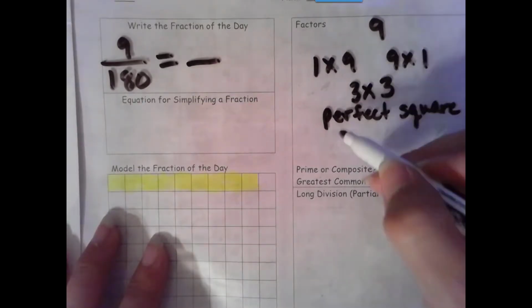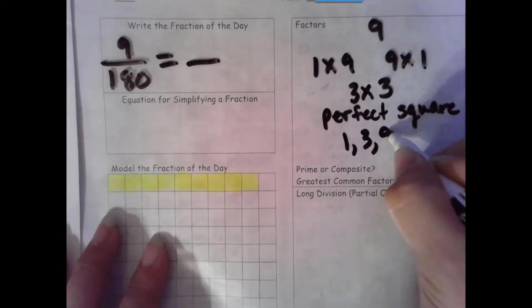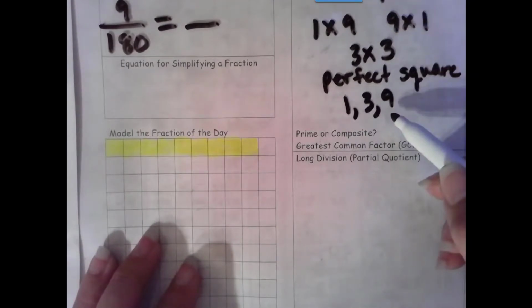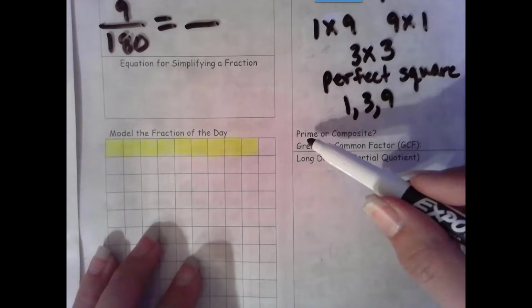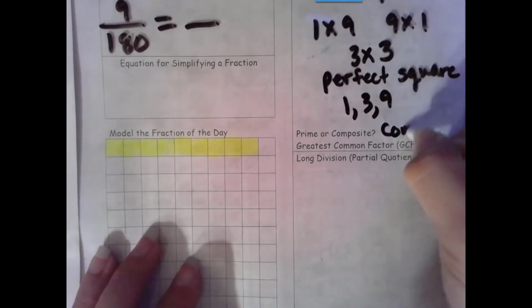Let's go ahead and list these from least to greatest. 1, 3, 9. We have 3 factors. That is more than 2 factors. Prime is exactly 2. Composite's more than 2. So it is composite.